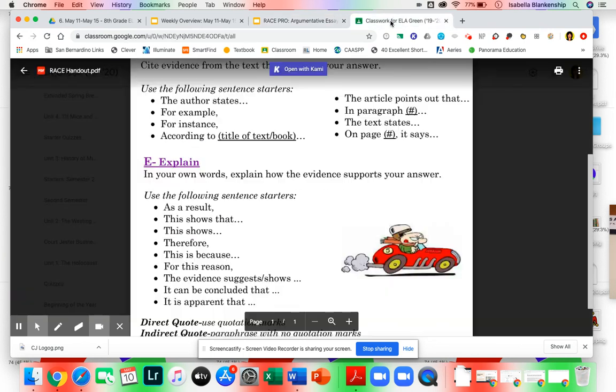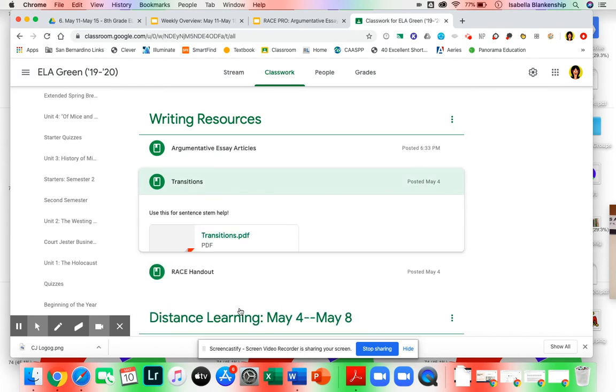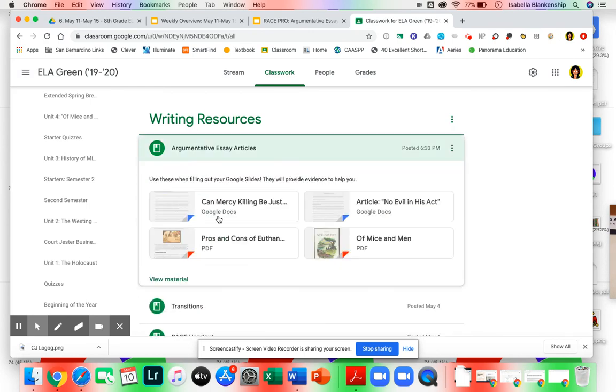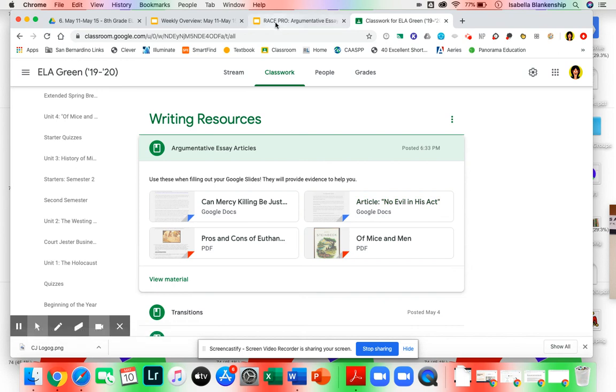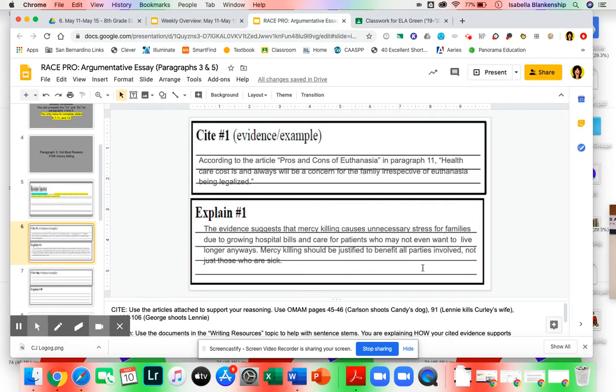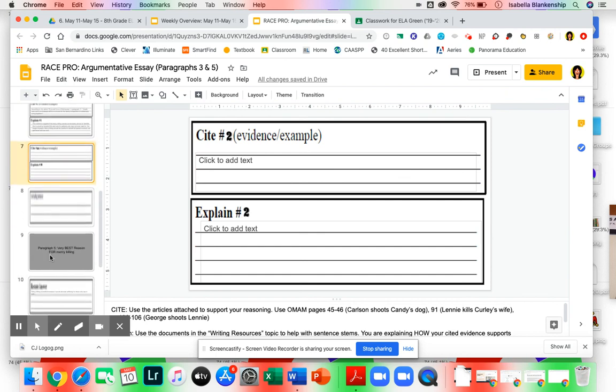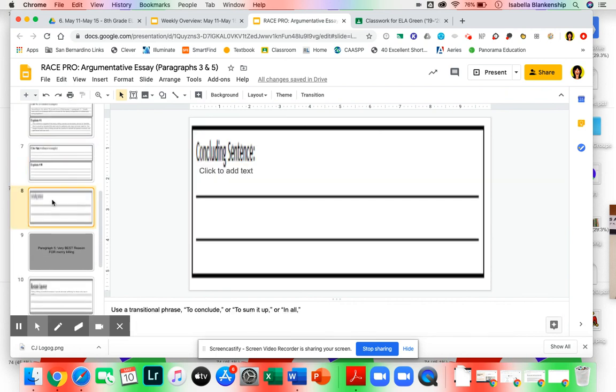Then I would move on to my next piece of citing, and I'm going to use a similar sentence frame, and I'm going to look back in all of these articles. Right here. And cite your evidence and explain, similarly to what I did here. So you are free to use this if it helps you, but the rest of the citing you must do on your own. When you get to your concluding sentence, you're going to use a transitional phrase to conclude, to sum it up, or in all.